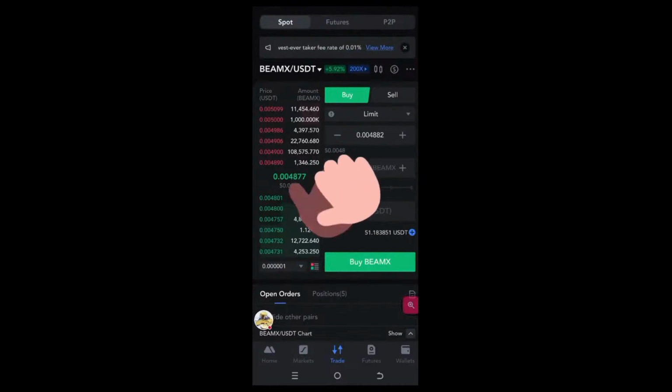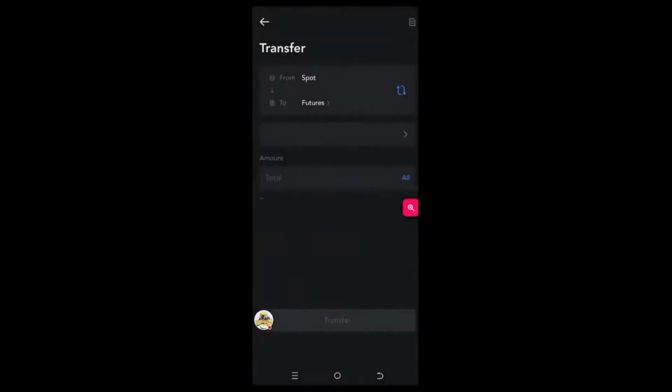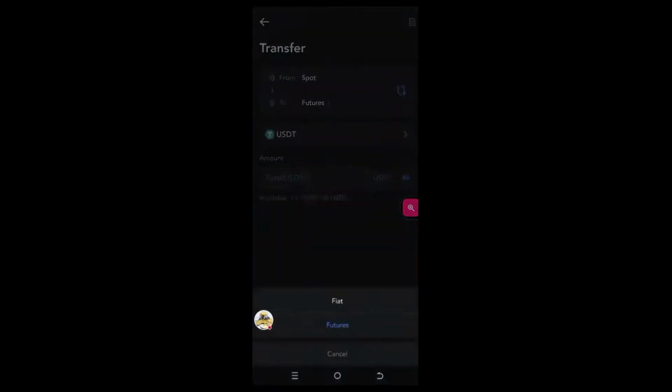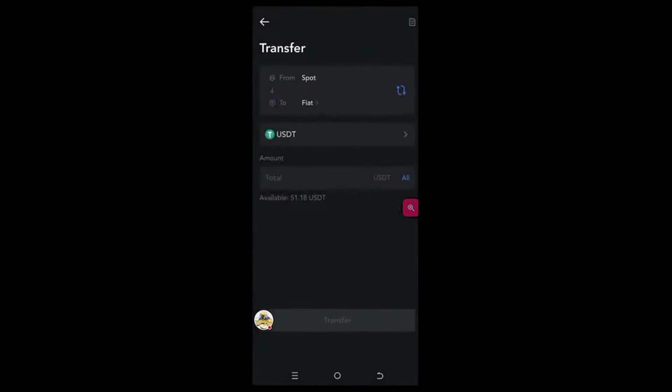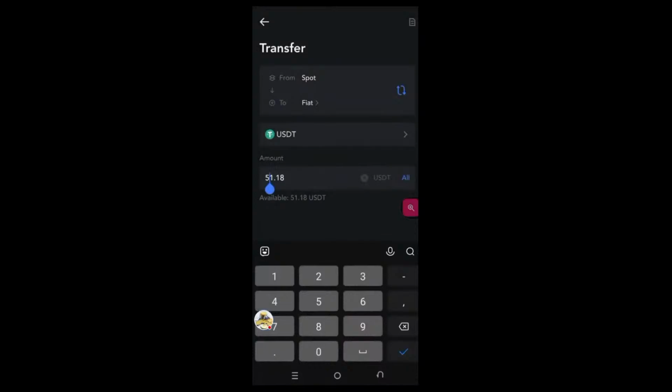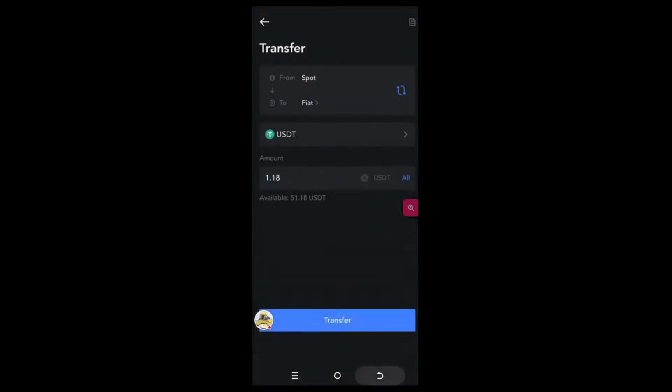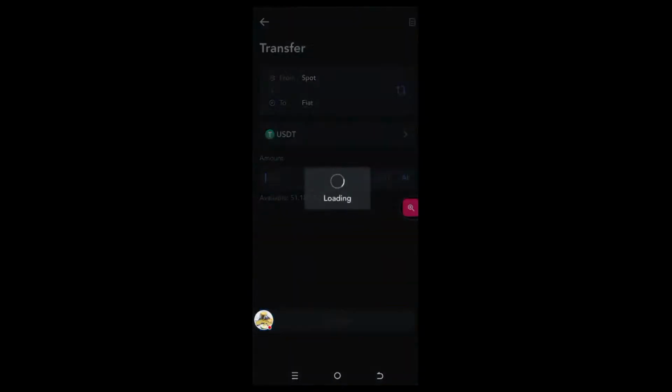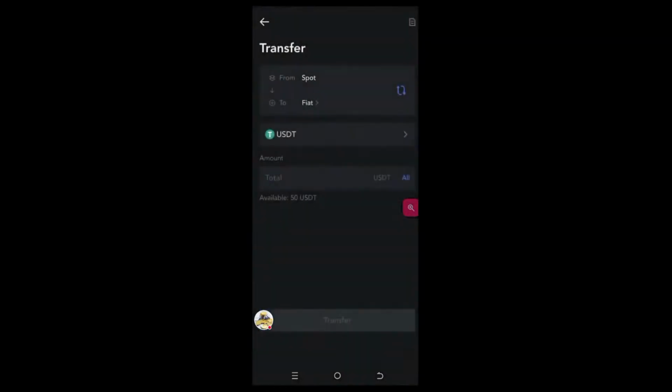Great one. Let's go ahead and ship out the profit. As usual, I love to ship out the profit from spot to fiat. That's on Mexi. Then I'll pick all, and then I'll just ship it out. Let's transfer it. It goes all the way out of there. So that's it. So let's get back in.